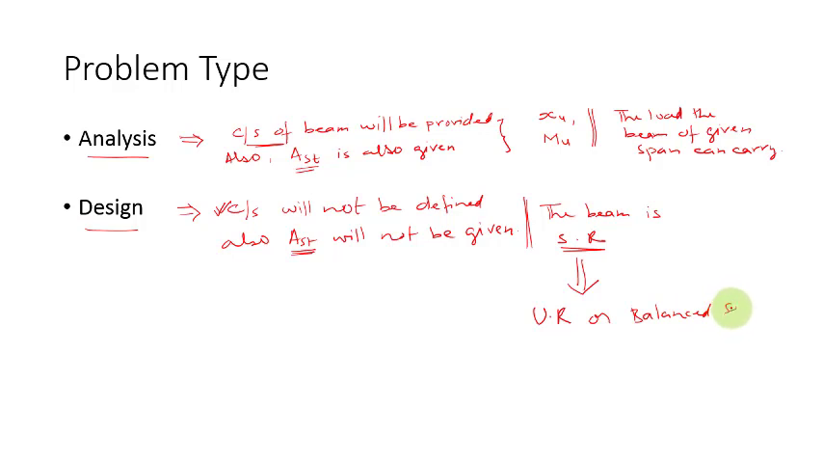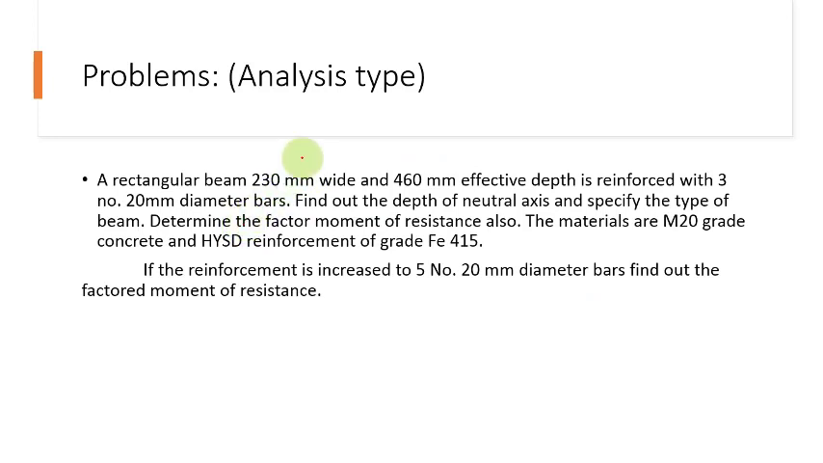We have to remember, whenever we need to determine the cross section of the beam and reinforcement in the beam, if we are designing a singly reinforced beam, we need to make sure that you always design under reinforced or balanced section. So here you can see, in design, cross section as well as steel is not known. For the given load, we need to determine these two values. Whereas in analysis type of problem, cross section as well as AST is provided to you. Now let us solve this problem, which is analysis type, and we'll find why it is analysis type.